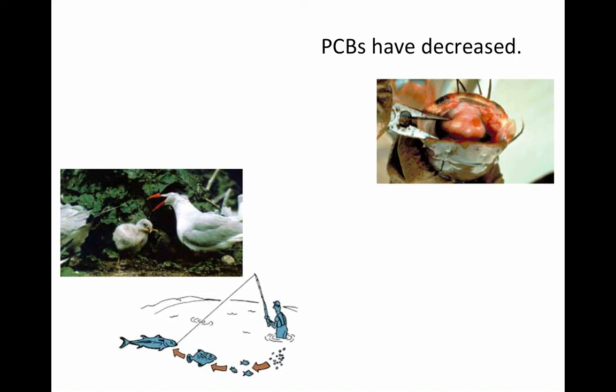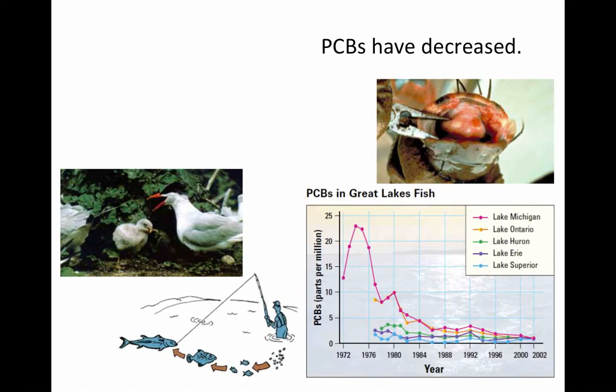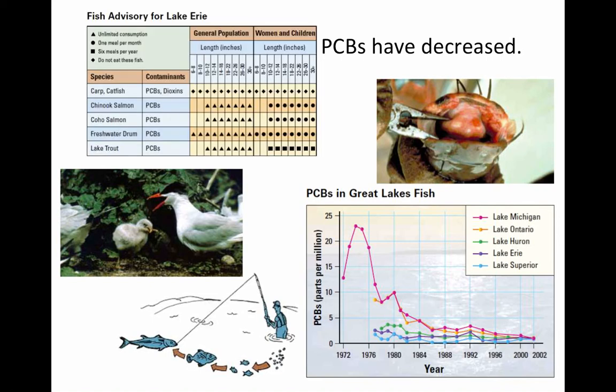So again, the government stepped in and said no more PCBs. Car makers had to stop using them. And we can see in this chart that the number of PCBs went from very high to being quite low. This is a good thing. But still, it hasn't gotten down to zero. There are still some chemicals. As you can see from this chart, people are still being told not to eat certain fish. In particular, carp and catfish, these are the ones that we should never eat.